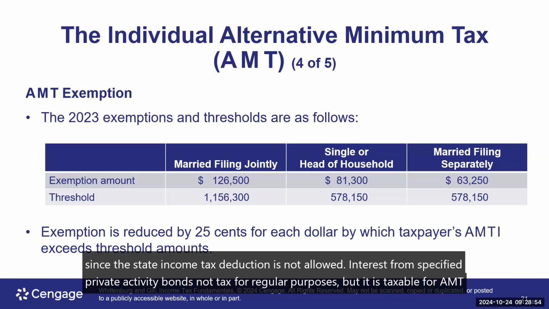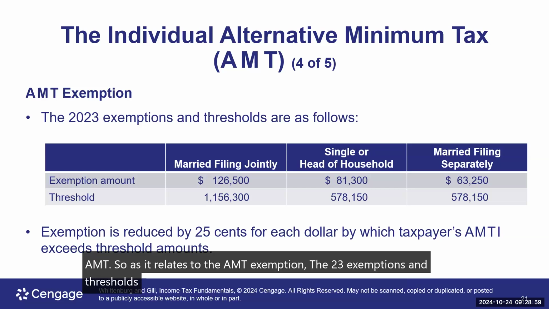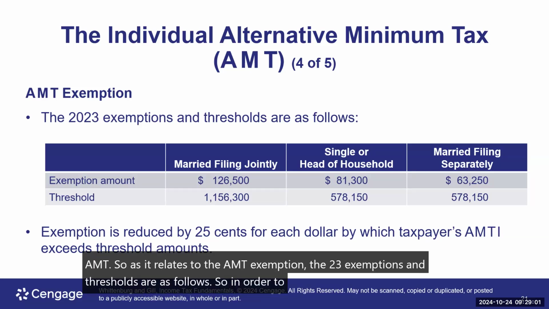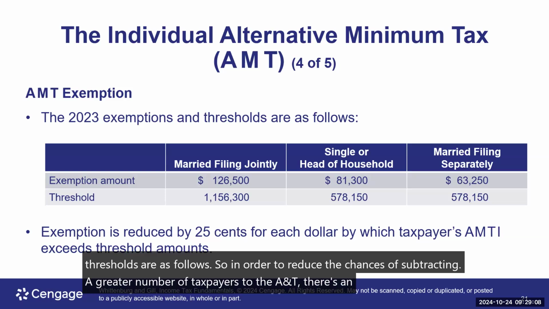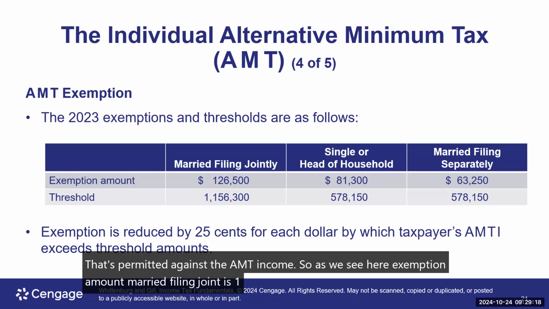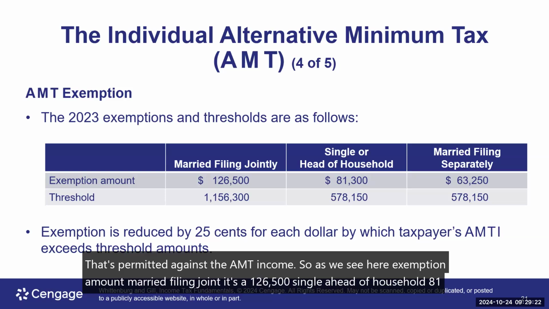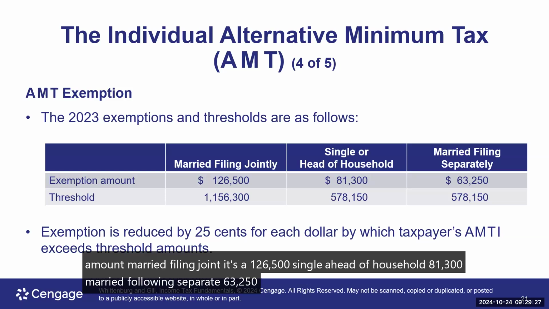So as it relates to the AMT exemption, the 2023 exemptions and thresholds are as follows. In order to reduce the chances of subjecting a greater number of taxpayers to the AMT, there's an exemption that's permitted against the AMT income. So as we see here, exemption amount, married filing joint, it's $126,500. Single or head of household, $81,300. Married filing separate, $63,250, and then we see the threshold.